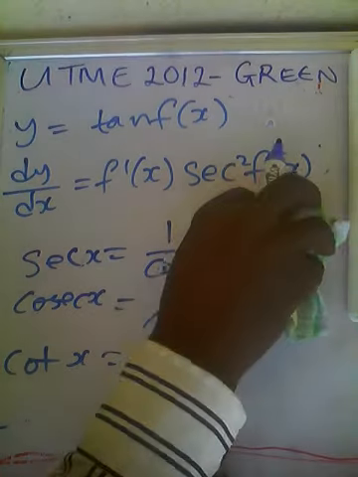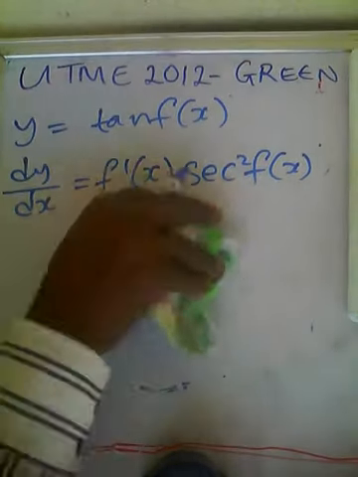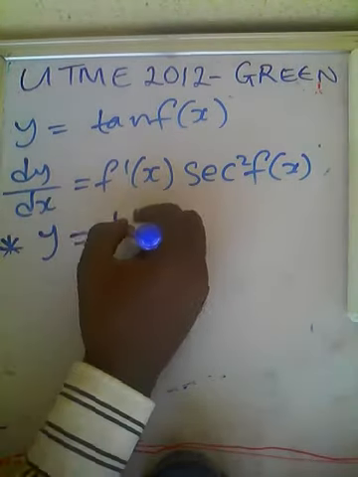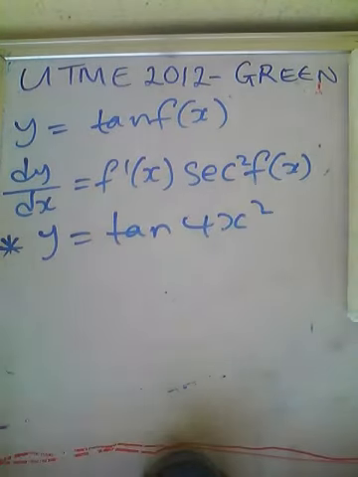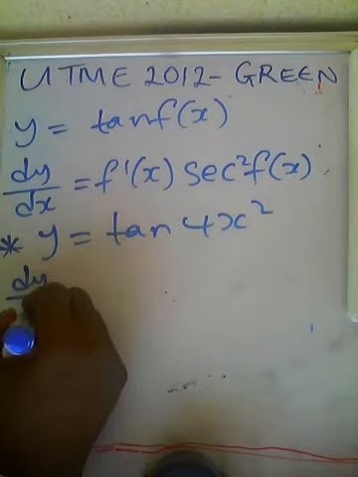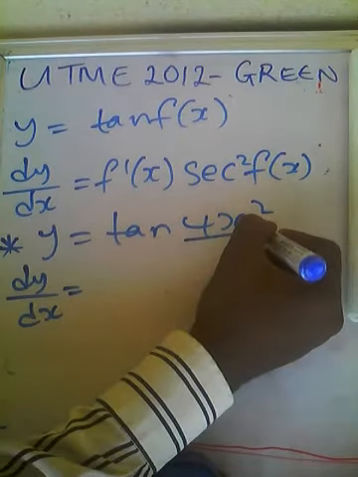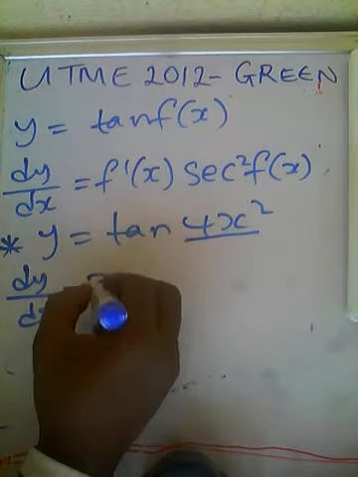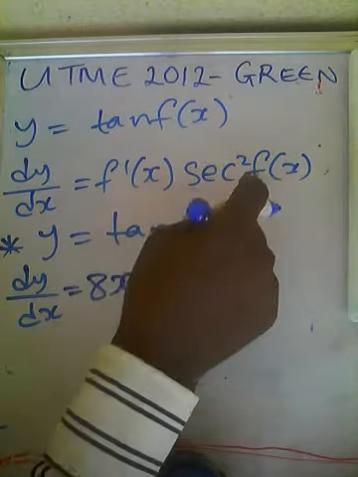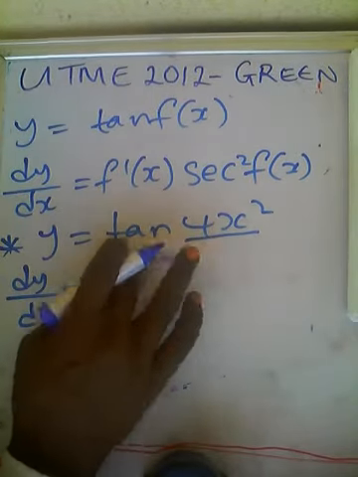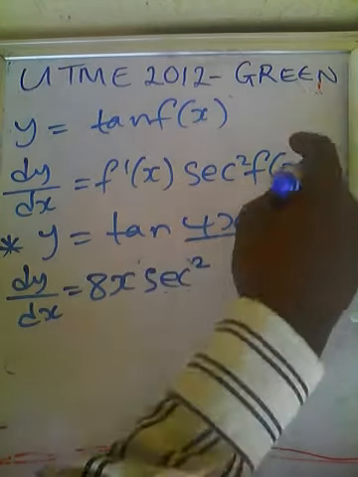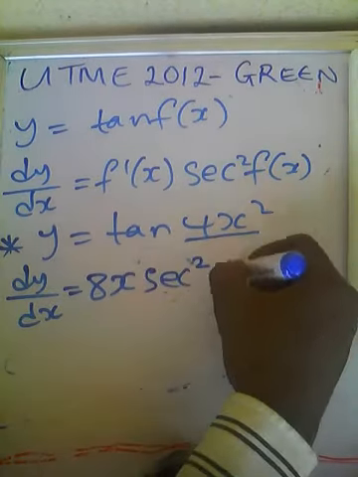Now let's go back to our problem. We have f prime of x sec square f of x. So for instance, we have y as tan 4x squared. I want to obtain the derivative of that. Now you have to look out for the function of x, which is 4x squared. When you differentiate 4x squared, the 2 will come forward and multiply 4. So you have 8x, then subtract 1 from the power of x squared. So you are left with x to the power 1. Then sec square function of x, which is 4x squared. That's it.